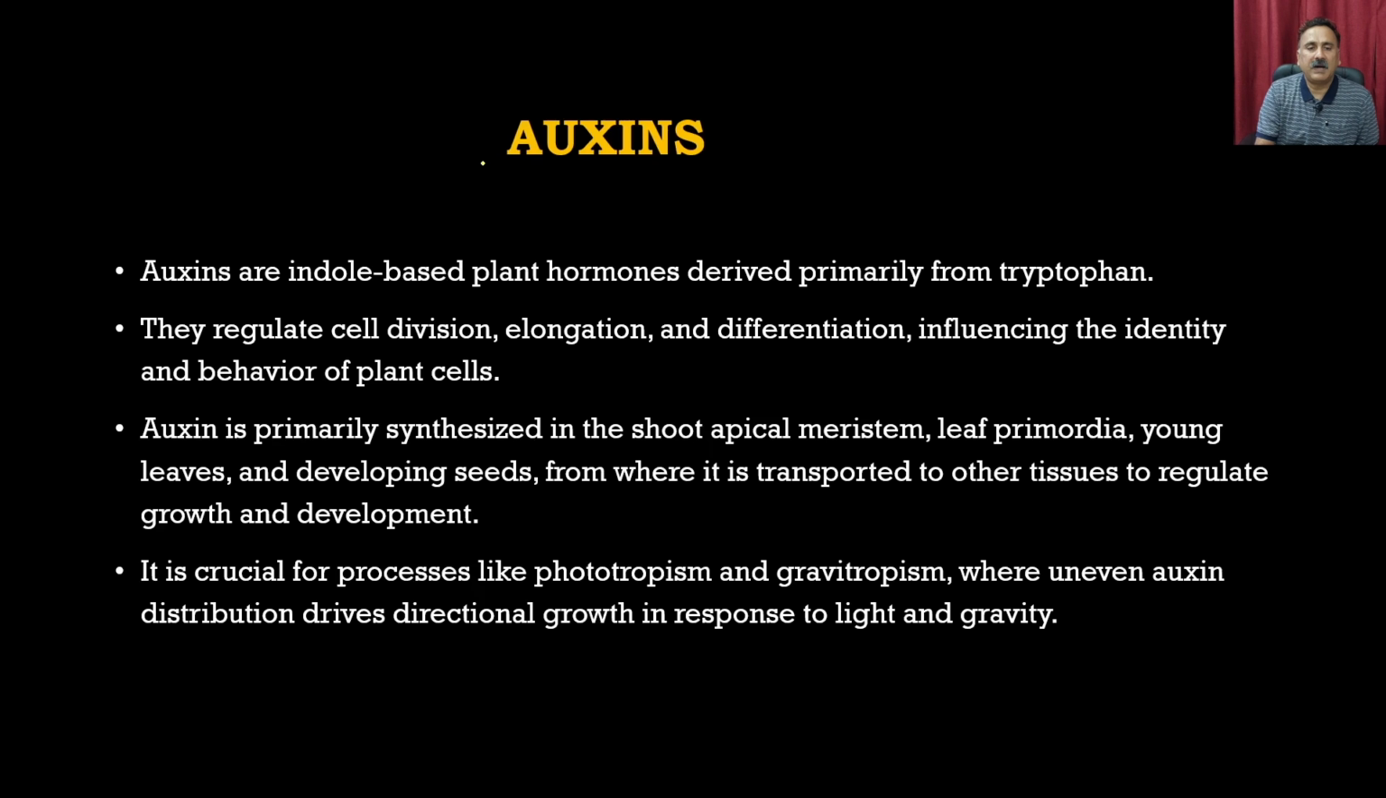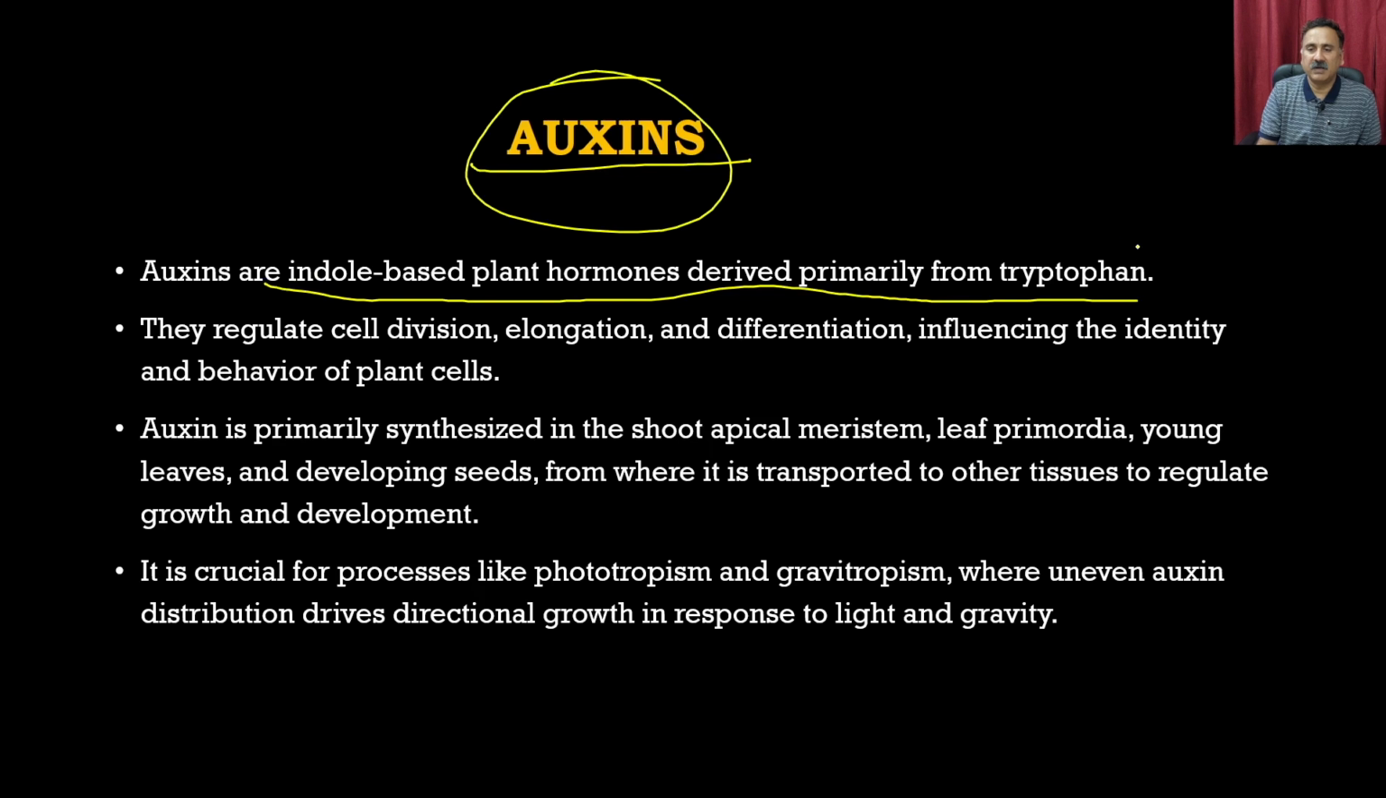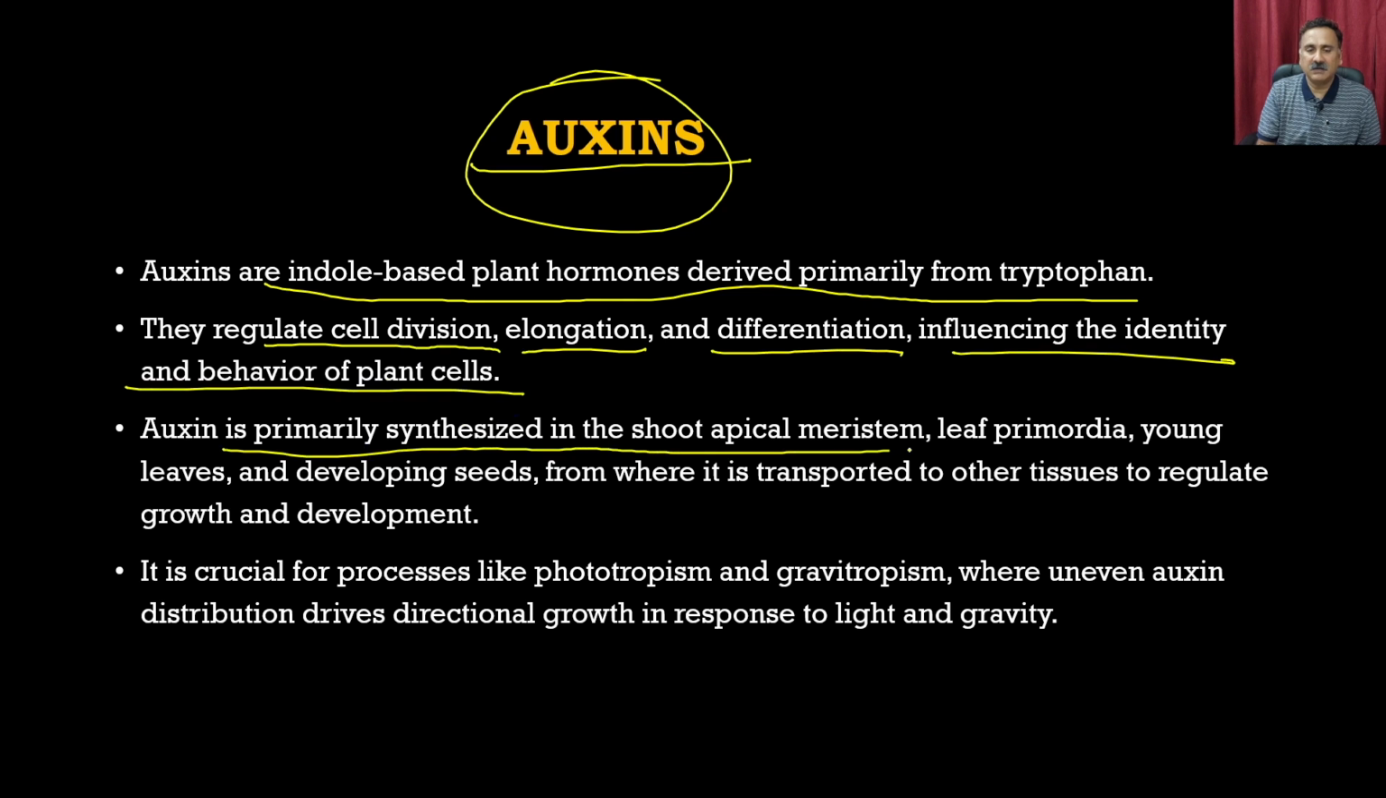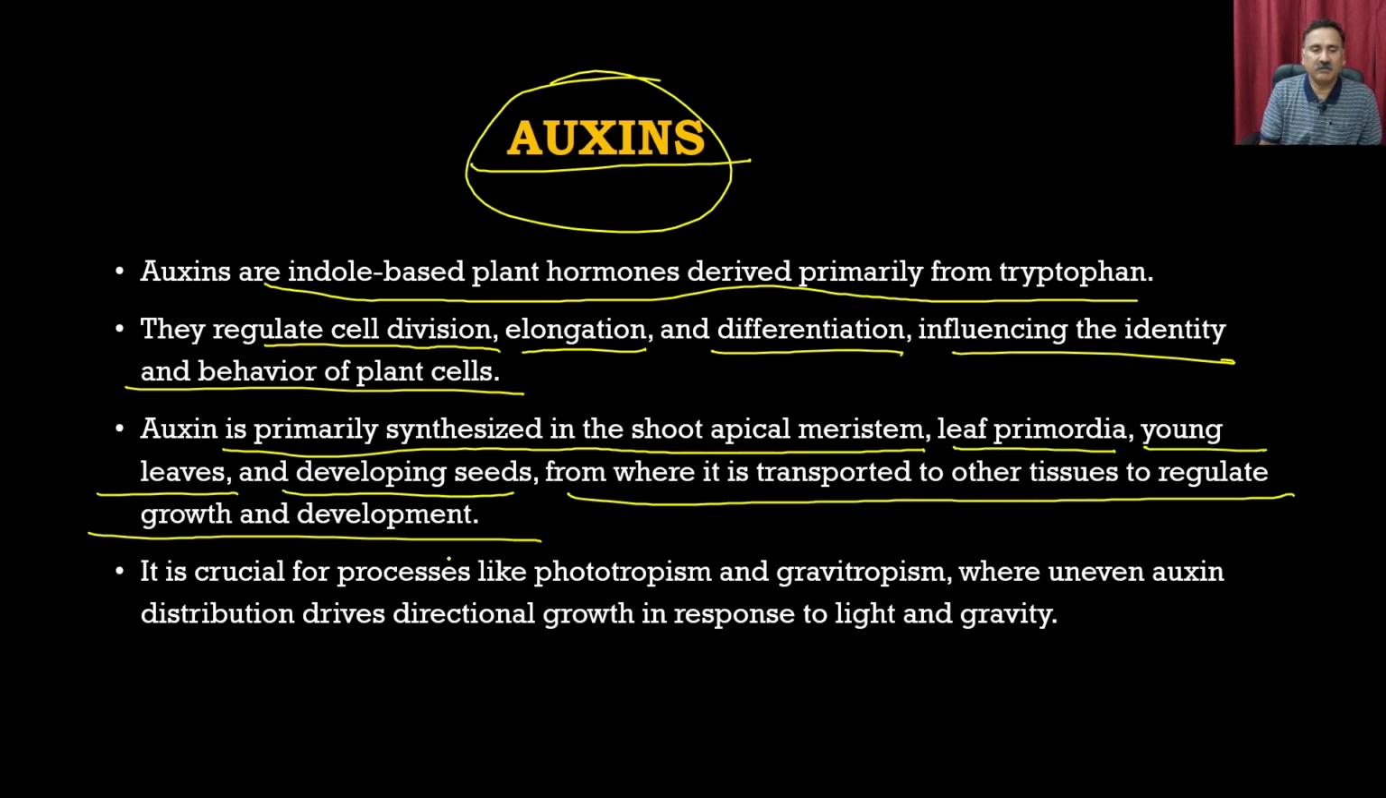So let's first talk about the auxins, right? So auxins are indole-based plant hormones derived primarily from tryptophan. They regulate cell division, elongation, and differentiation, influencing the identity and the behavior of a plant cell. Auxin is primarily synthesized in the shoot apical meristems, leaf primordia, young leaves, and the developing seeds, from where it is transported to other tissues to regulate growth and development.